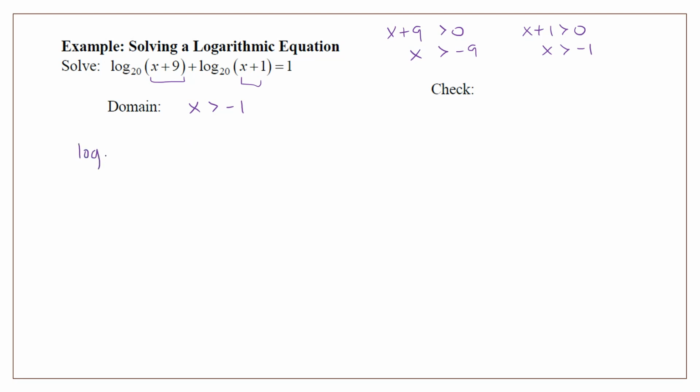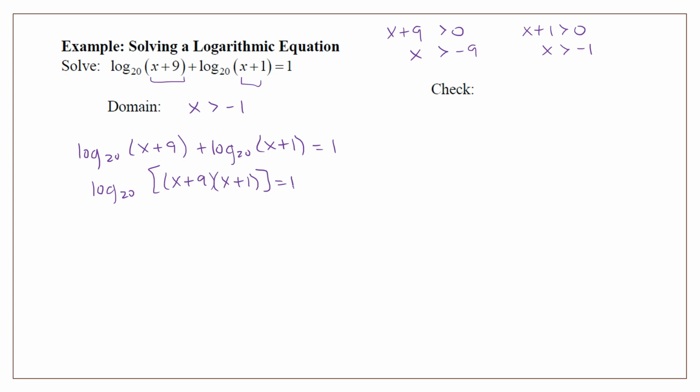So let's take our equation, and let's write that out. So we have two logs that are being added together, so we know we can use one of the properties to combine them into one log. So let's do that. So we have the log base 20 equal x plus 9 times x plus 1.